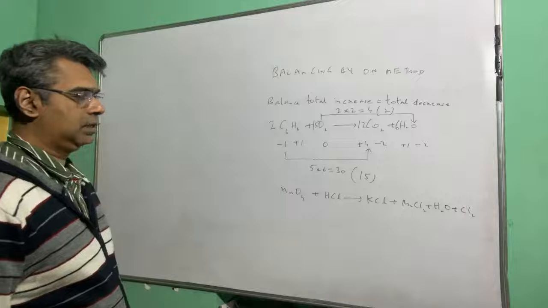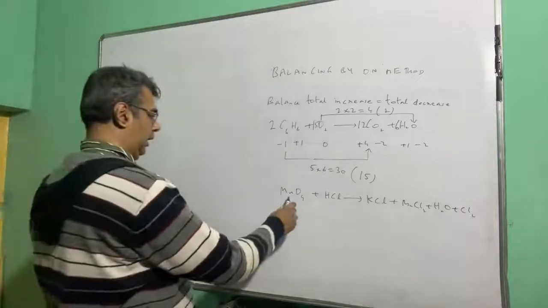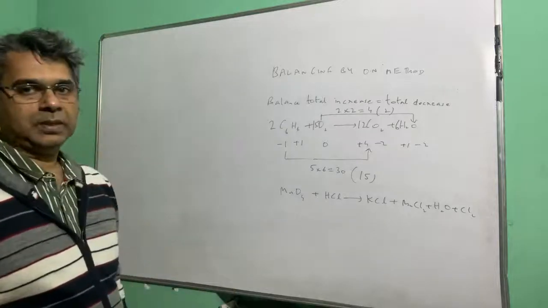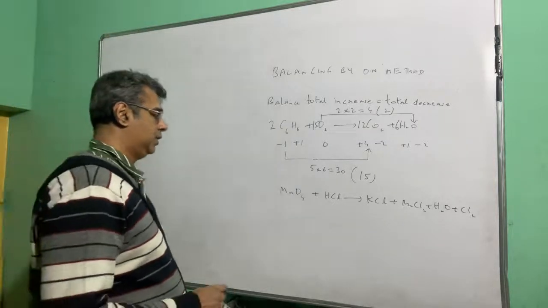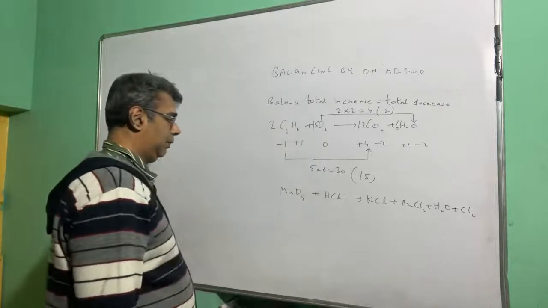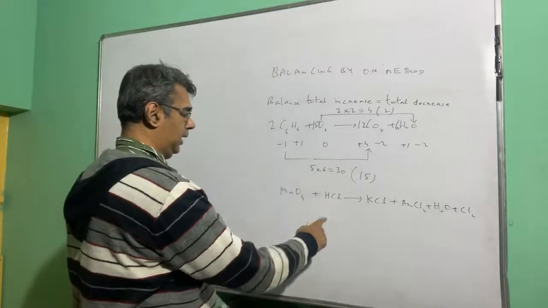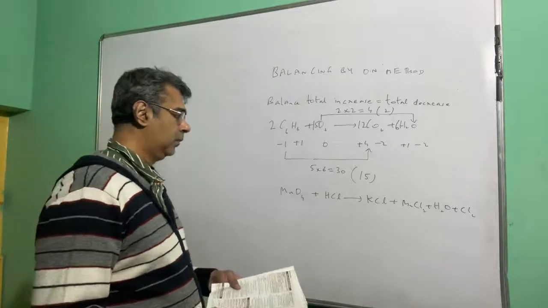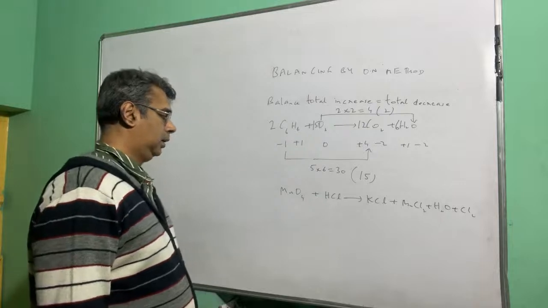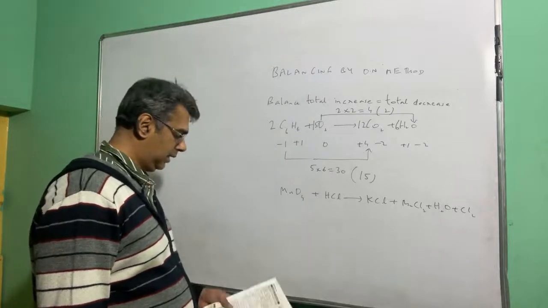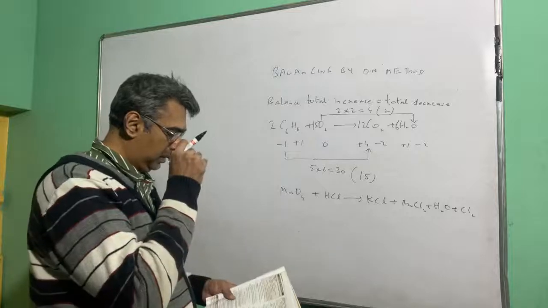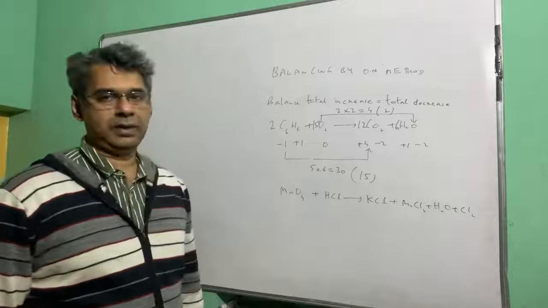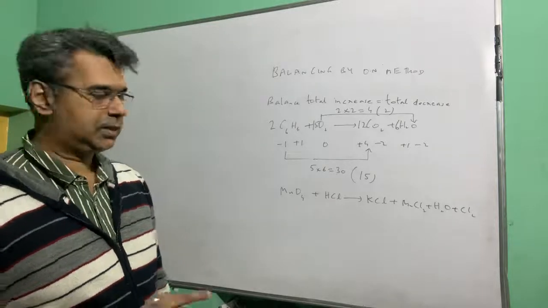Okay, now let's have a look at this reaction. KMnO4 plus HCl gives KCl plus MnCl2 plus H2O plus Cl2. In this reaction, you have KMnO4, you have HCl. Now the thing about HCl is that in this reaction, HCl is actually getting oxidized. So HCl is playing the role of a reducing agent.